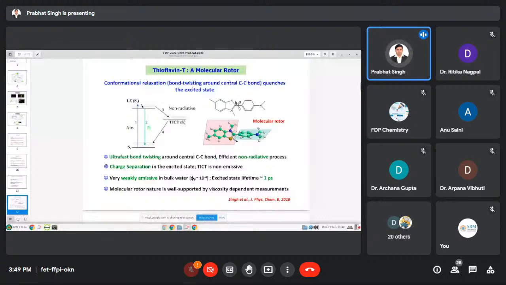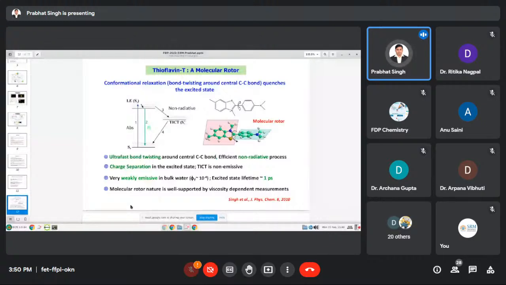So that will tell you whether the molecule has a molecular rotor nature or not. Because sometimes by looking at the molecule, you feel that, okay, I think this molecule is a class of molecular rotor. Why? Because it has single bonds and the bond rotations and other things are possible. But then you'll have to show through viscosity dependent measurements whether this molecule belongs to the class of molecular rotor or not.